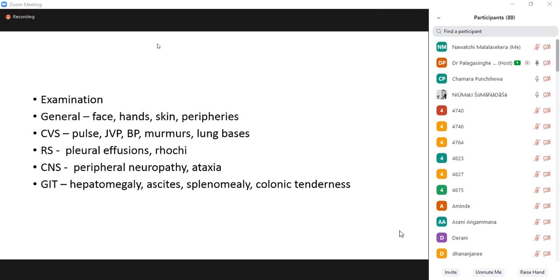Then go on to examine the cardiovascular system, do a pulse examination, jugular venous pulse waveform as well. So if somebody with a chronic diarrhea has an elevated JVP with a CV wave, what does that indicate?